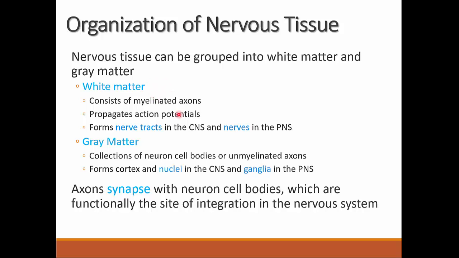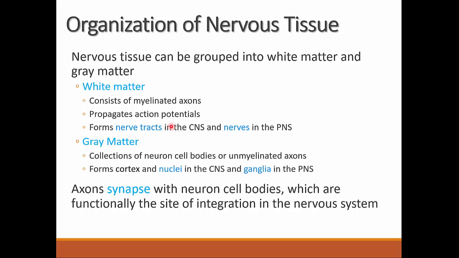So when we're looking at white matter versus gray matter, white matter deals with myelinated neurons. Okay, remember myelination deals with this lipid-based covering, which tends to be white in appearance. Then you have the gray matter, and that deals with unmyelinated axons along with the cell bodies. Remember the soma.